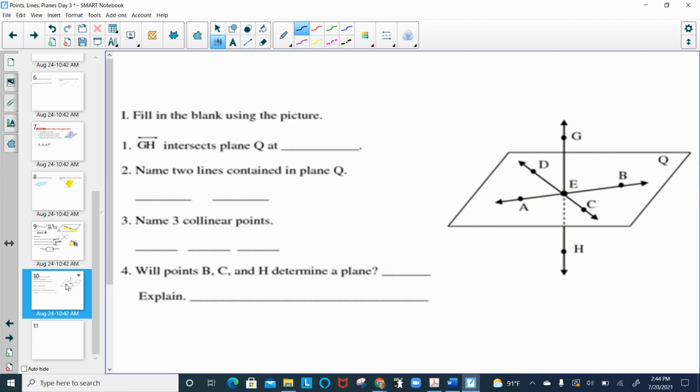All right, now turning, I think we're still on page 9, but I put this on a different slide. This one's pretty complicated because you have a line going through the plane, and we can tell because of this dotted line area, this vertical line is cutting through the plane, and this line and this line are laying on the plane. So let's try to answer these questions, see how you guys did. GH is this vertical line. It intersects plane Q at one point, and that's point E.